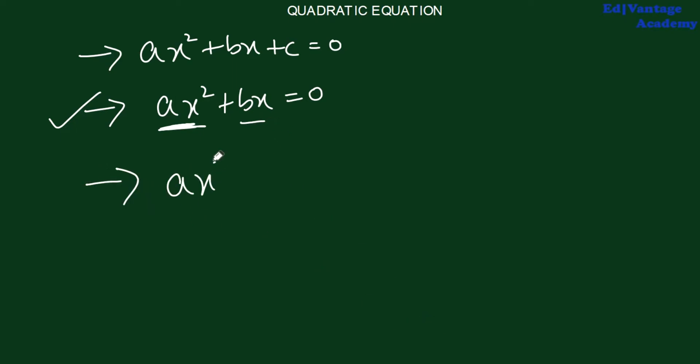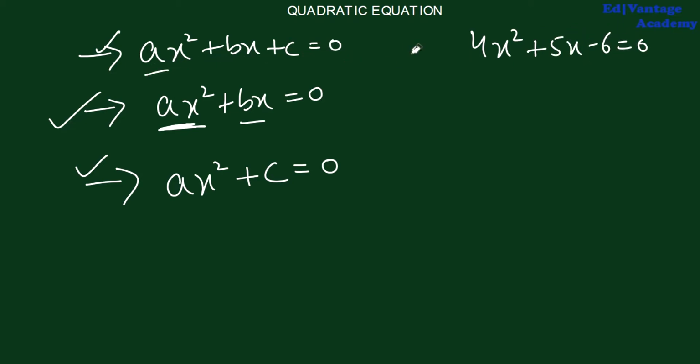What if you have a term and c term? Is this a quadratic equation? Yes, you can see the highest power of the variable is 2. It's a quadratic equation. For example, 4x square plus 5x minus 6 is equal to 0. You can see a is 4 here, b is 5 here, c is minus 6.